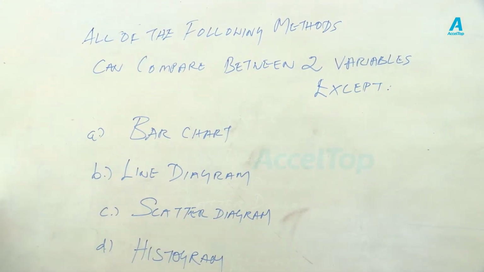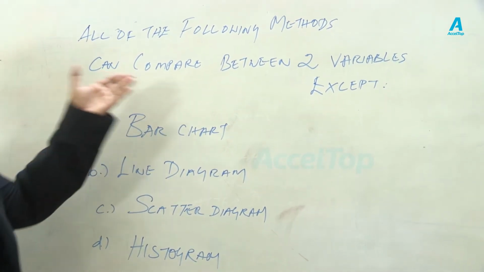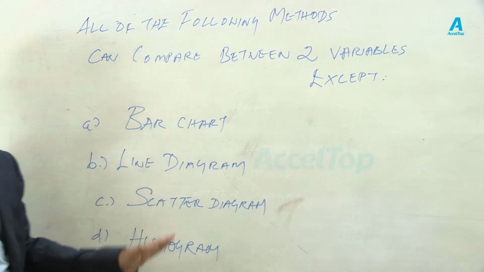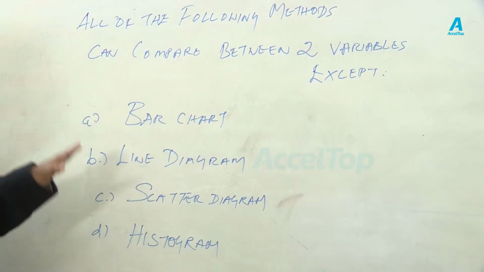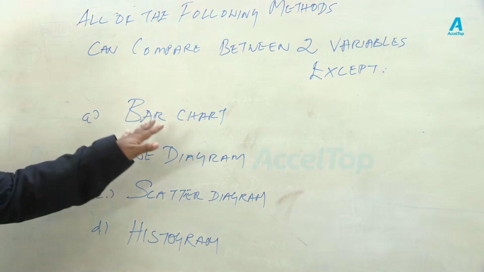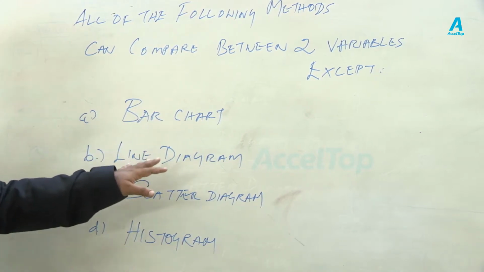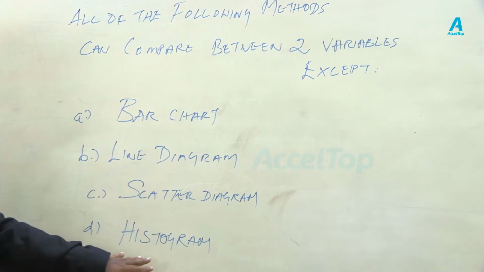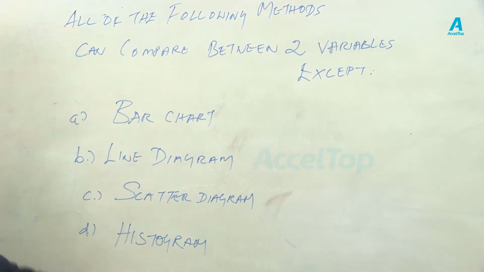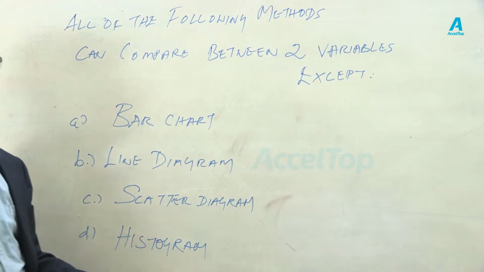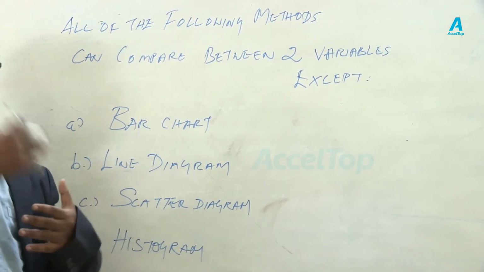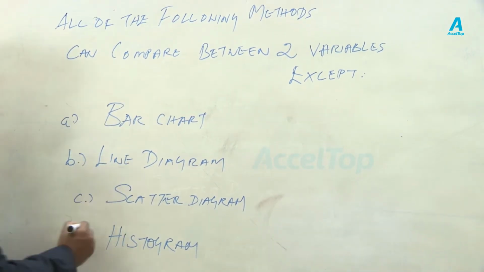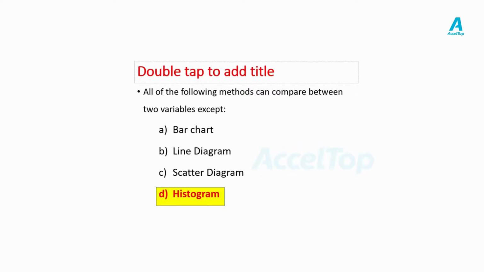So here in this question they have asked about all of the following methods can compare between two variables except. We can compare two variables using bar chart, using line diagram and using scatter diagram, but it is not possible using a histogram. In a histogram, comparison between two variables cannot be done as one histogram will merge over the other and it will cause confusion. So the answer for this question is option D, histogram.